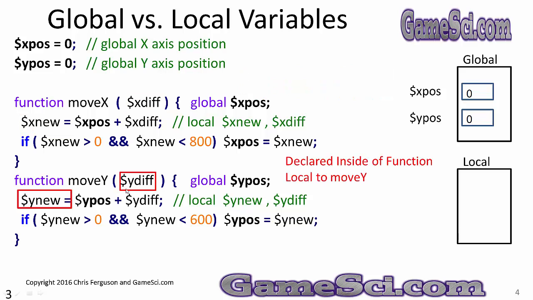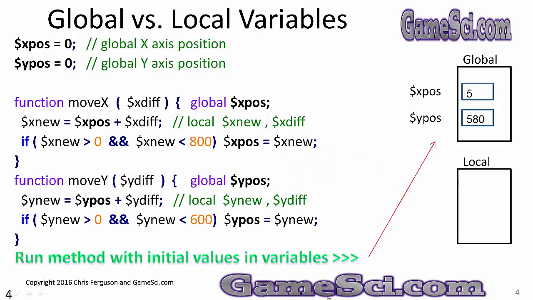Notice in moveY, ydiff is a parameter. It's part of moveY. ynew is inside of moveY. It is a local variable. Is that pretty clear? Globals are outside the functions. Locals are inside the function. That's the difference. It makes a big difference on how those variables are used.